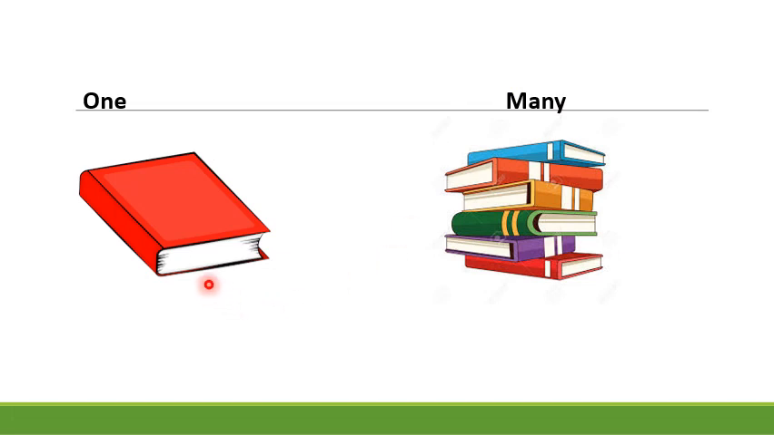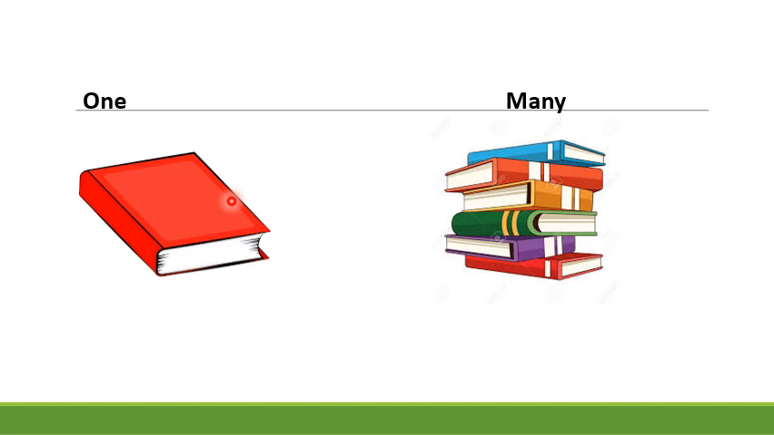Now tell me, what are you seeing in this picture? Yes, this is the book. And on this right hand side, there are also books. But is it only one? No, there are more than one. Here, there is one book. Here, there are more than one book. One means only one, and if it is more than one, we call it many. So many means more than one, and one means only one.